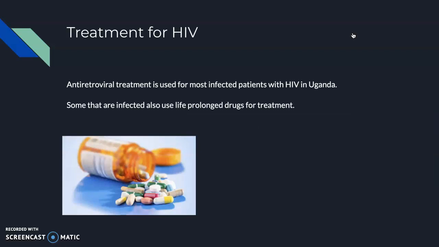Treatment for HIV. Antiretroviral treatment is used for most infected patients with HIV in Uganda, and as we know, there is no cure for HIV or AIDS, but there are many different drugs available to control the virus. Antiretroviral treatment uses multiple drugs in combination to fight against the virus.